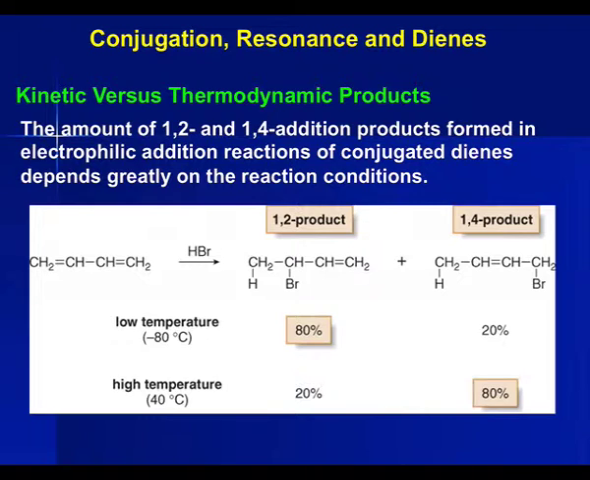Now, let's do another experiment. I don't have the result for this one yet on the slide, but let's suppose Chance comes in and he wants to form the 1,2 addition product. So, being the bright student that he is, he goes, well, I need to do this at minus 80 degrees. I need to add one equivalent of HBr, and I need 1,3-butadiene, right? So he sets up the experiment. He puts dry ice in acetone to create a low temperature bath, puts his flasks in there, puts all the reagents in there.